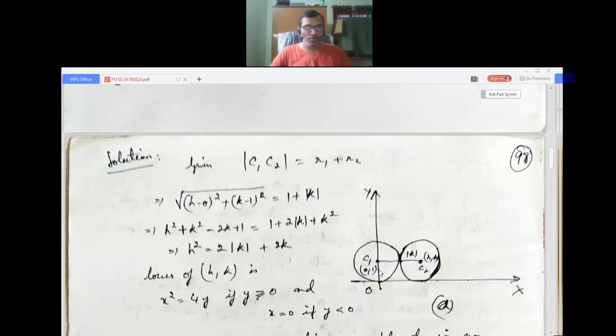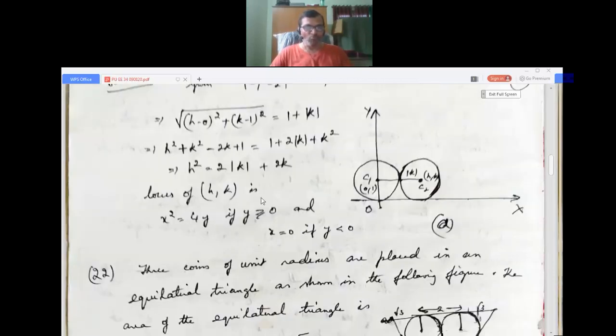Okay, anyway. Now the locus of h comma k is, see, if k is positive, then 2k plus 2k is 4k. So h squared is equal to 4k if k is positive, that is if the y-coordinate is greater than or equal to 0. So wherever h I put x, wherever k I put y, so I get x squared equals 4y. And if it is not positive, then we get x equals 0 if y less than 0. This coordinate less than 0, negative, imaginary. So x is also 0.